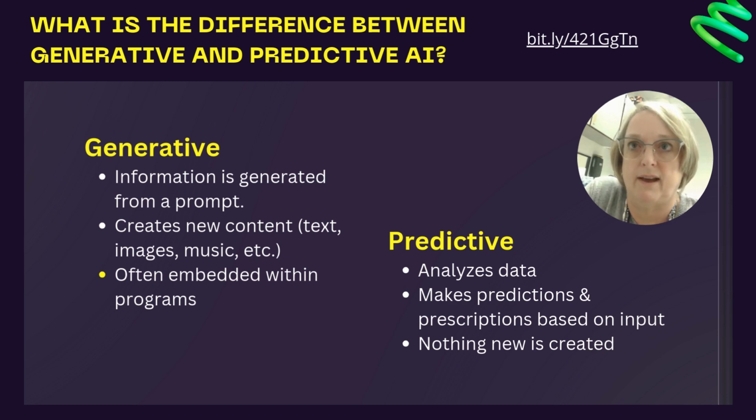Generative AI: information is generated from a prompt. It does create new content, text, images, music, etc. And it's often embedded within programs that we already use. So generative can create things for us based on the quality of the prompt that we give it.